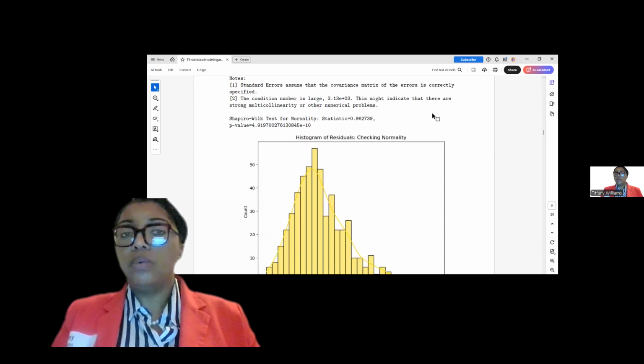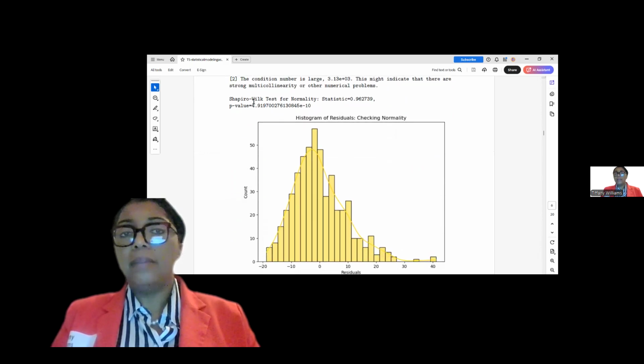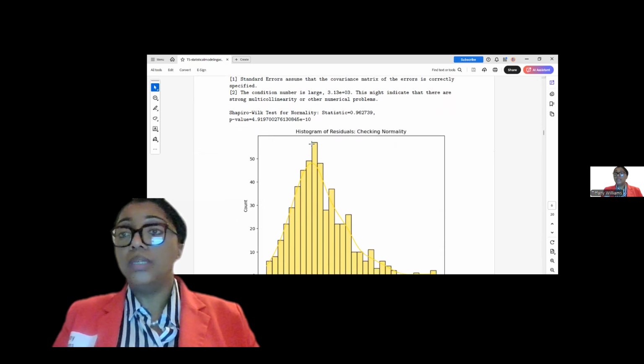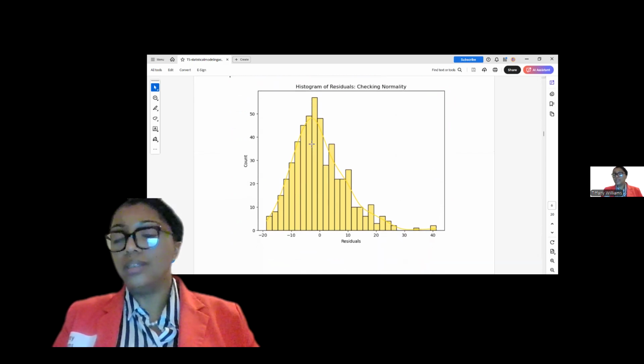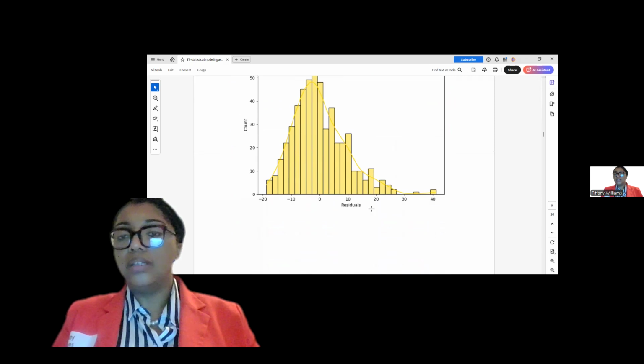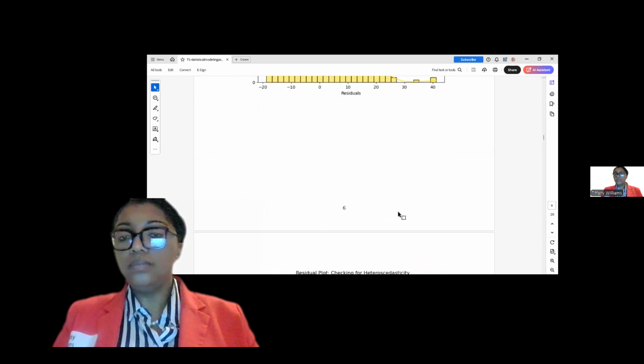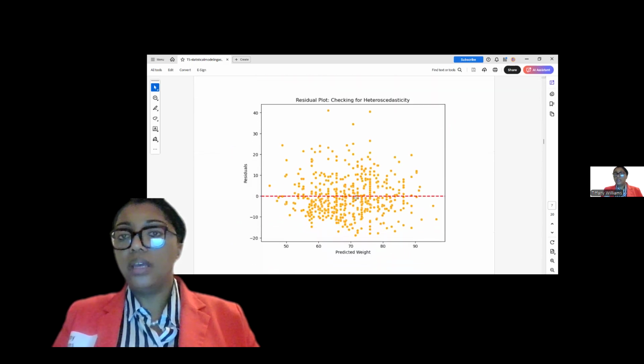As we look at the Shapiro-Wilk test for normality, that p-value is smaller than our significance level, so that says the residuals are not necessarily distributed normally. As you can see here, there's some residual on the right that is skewed. And when we check for heteroscedasticity, it is scattered evenly around y equals 0, so it is fitted well.